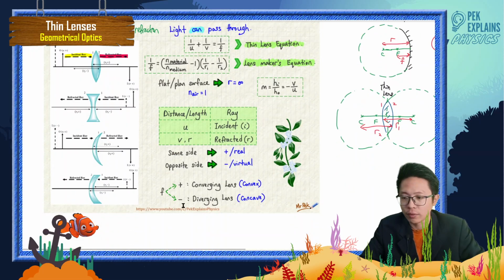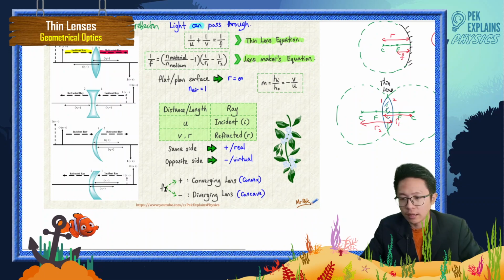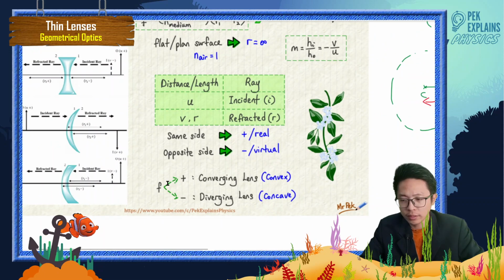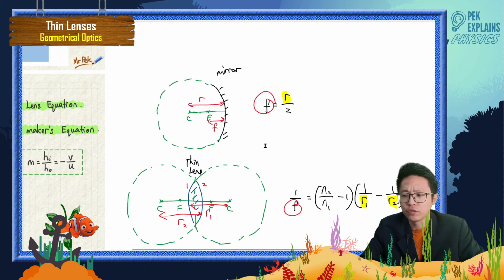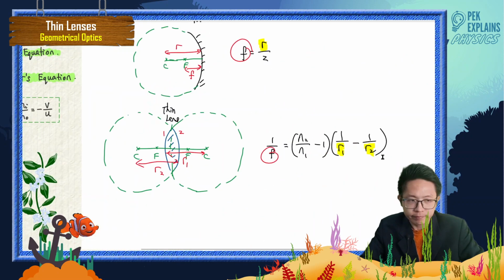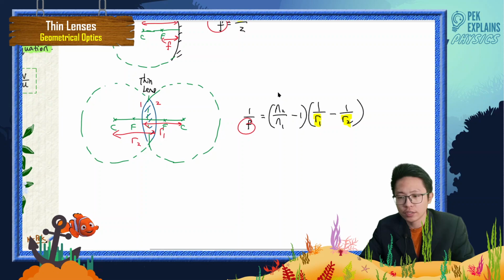So for focal length, we can only use the formula, the Lensmaker equation, to determine whether f is positive or negative. We substitute the refractive index and the radii R1 and R2 for both surfaces. By using this equation alone, we can know whether f is positive or negative.